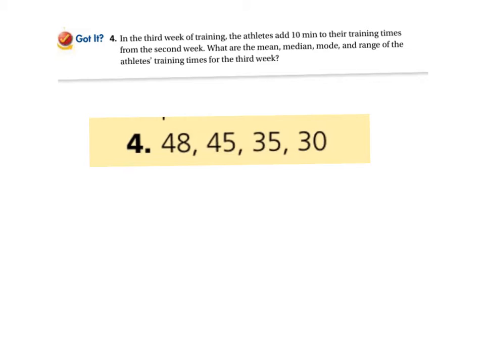So in the third week, we're adding 10 minutes on to each of their times from the previous week. So again, they each go up by 10 this time. Not really rocket science here. Mean, median, mode, and then range in that order.